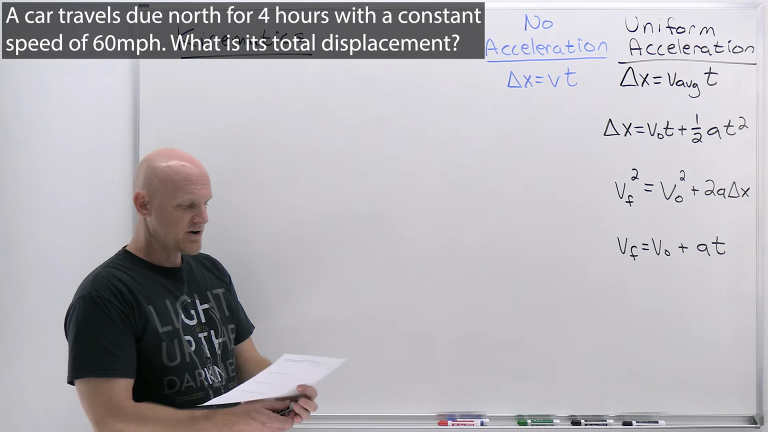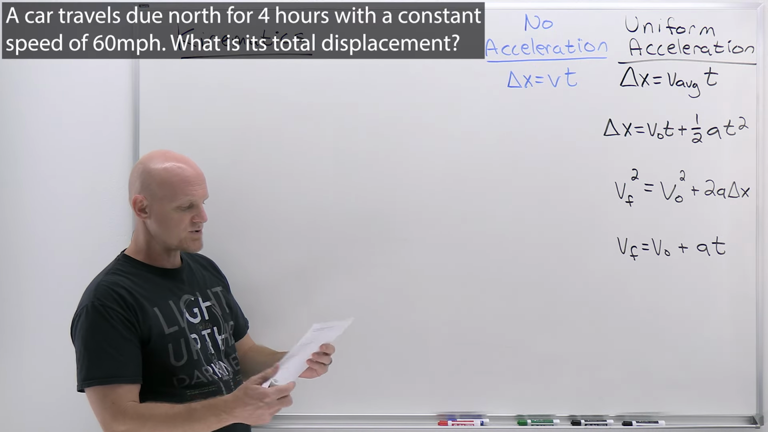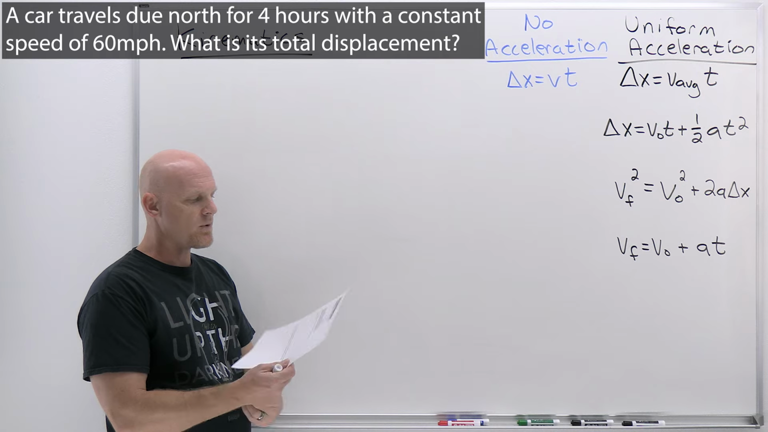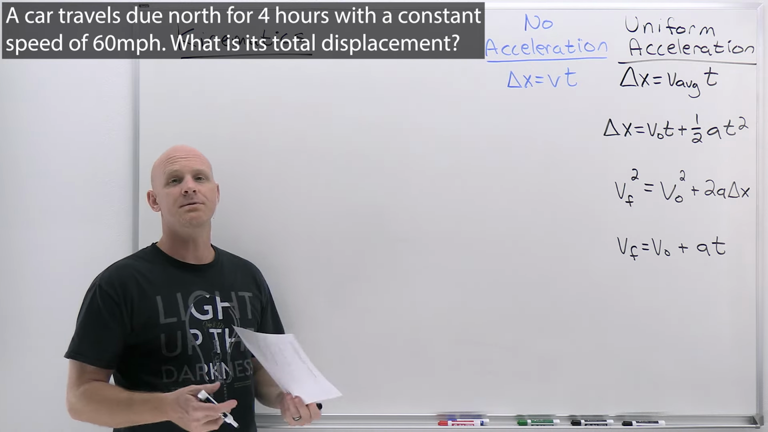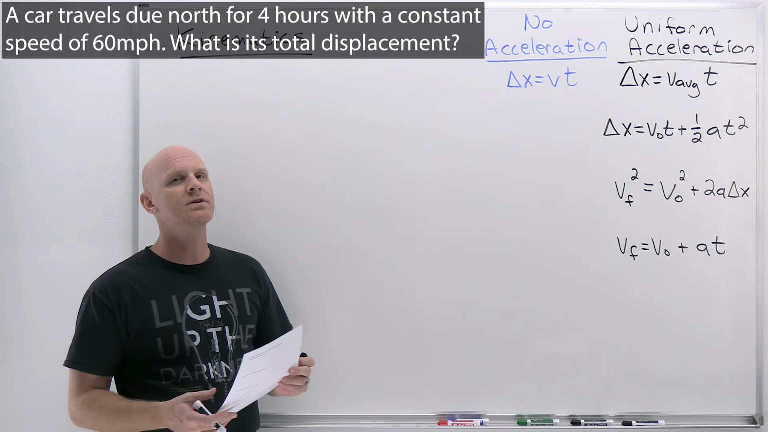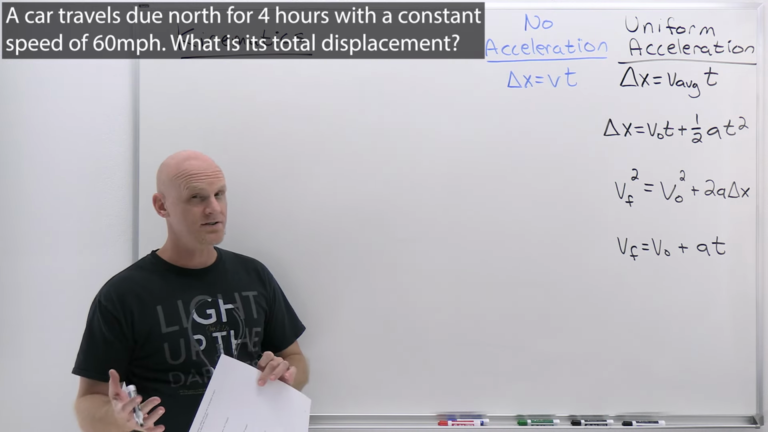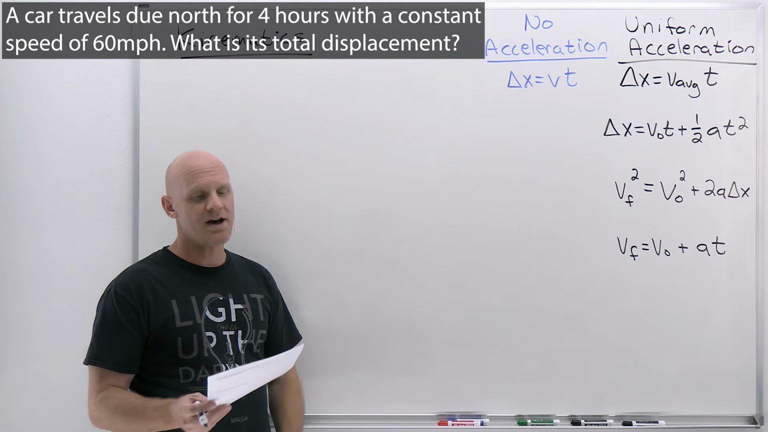All right, so first question here. A car travels due north for 4 hours with a constant speed of 60 miles per hour. What is the displacement? And again, for those of us that are in the States, and that's the majority of my audience, I'm using units you're going to be somewhat more familiar with to start. But we'll definitely be transitioning over to SI units in a little bit.